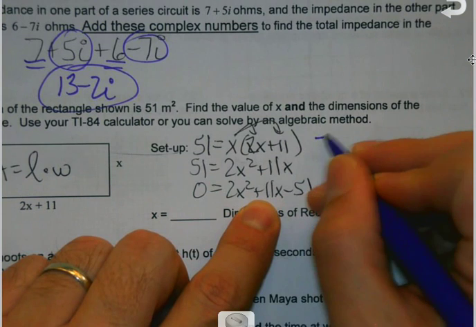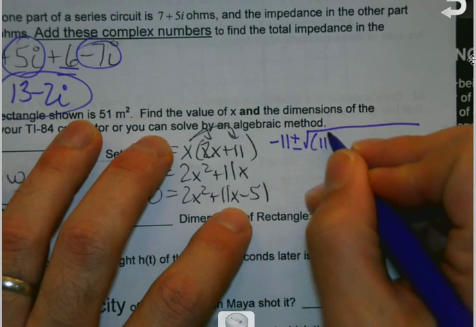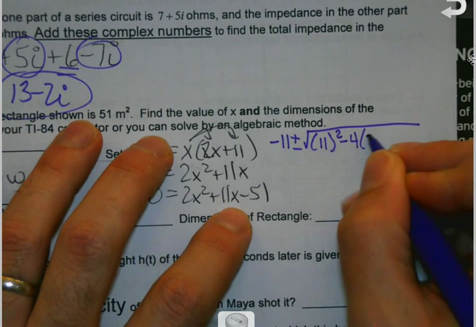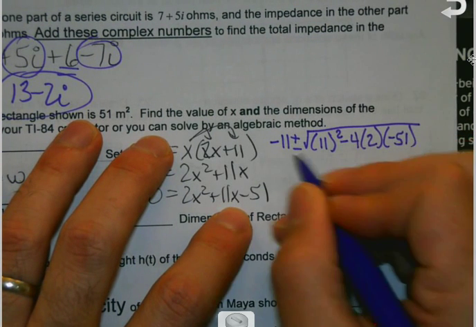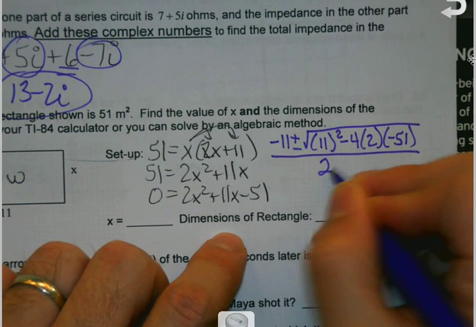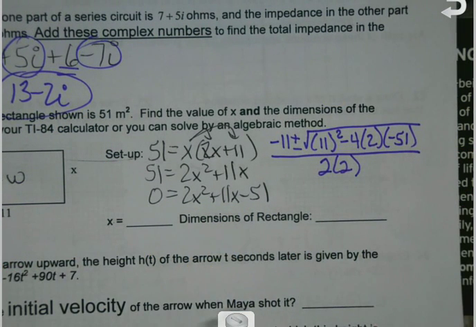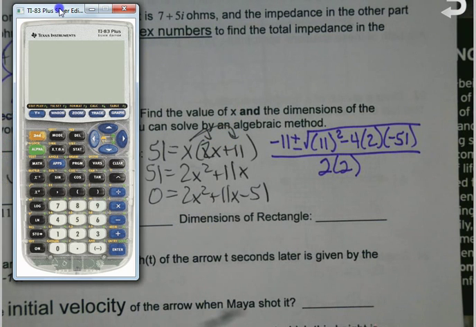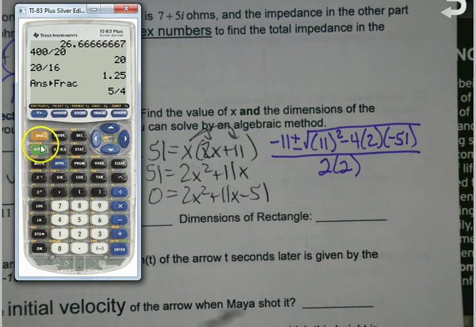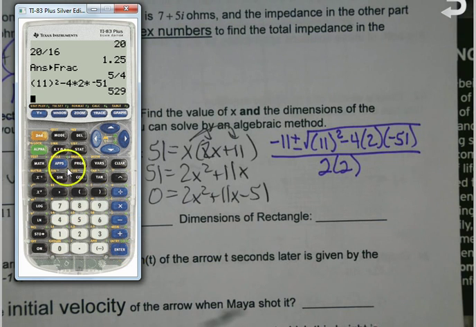Okay, opposite of b, plus or minus, square root of b squared minus 4ac all over 2a. Again, I would not expect you to do this in your head. Let's go calculatoring. So let's see here. 11 squared minus 4 times 2 times negative 51. And I want the square root of that. Let's see if it comes out nice.